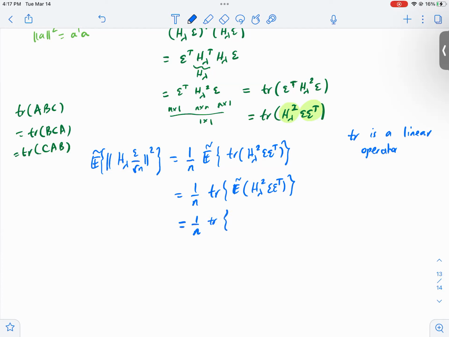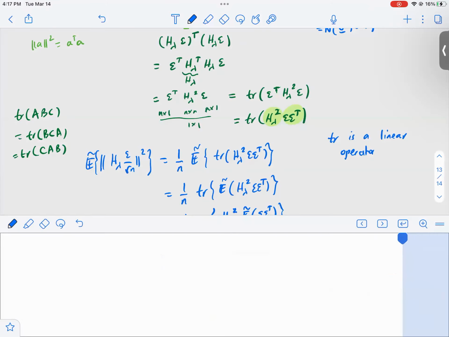Outside. What outside? Great. So this comes out because, again, by linearity, expectation is a linear operator and matrix multiplication is linear, so this goes in. So what is this? It's not zero, it's epsilon epsilon transpose.